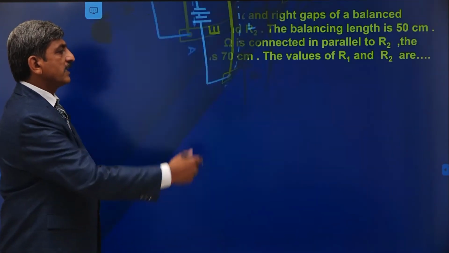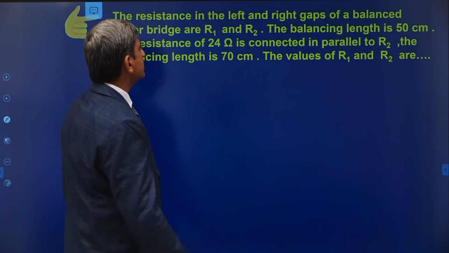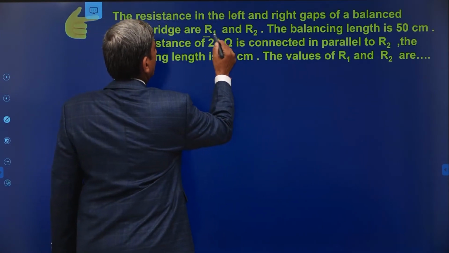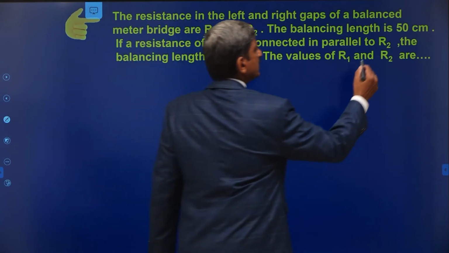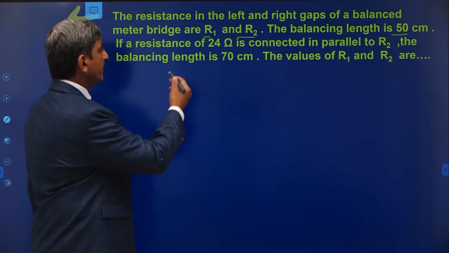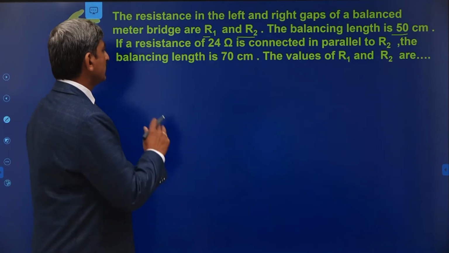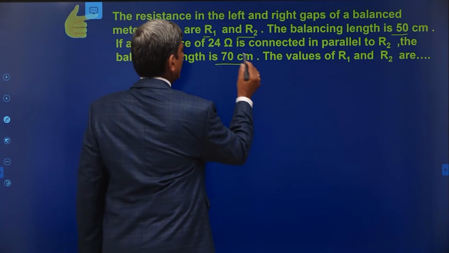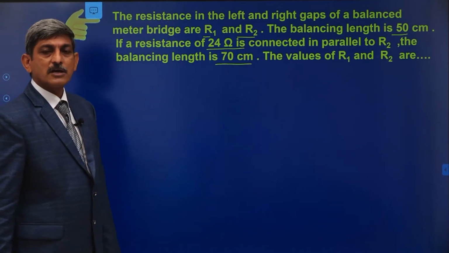Now see another problem. The resistances in the left and right gaps of a balanced meter bridge are R1 and R2, and the balancing length is 50 centimeters. If a resistance of 24 ohms is connected in parallel to R2, the balancing length is 70 centimeters. The values of R1 and R2 are dash.